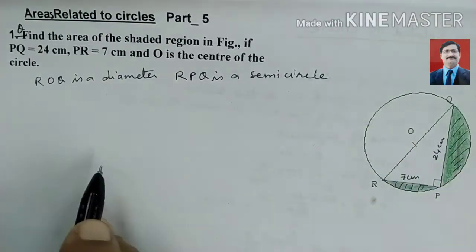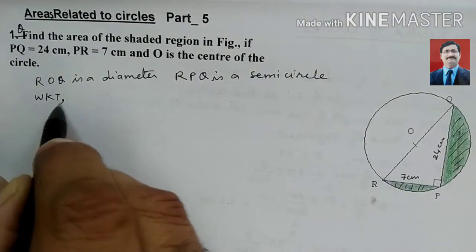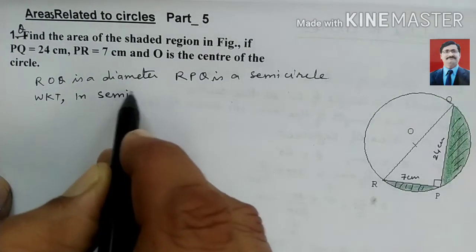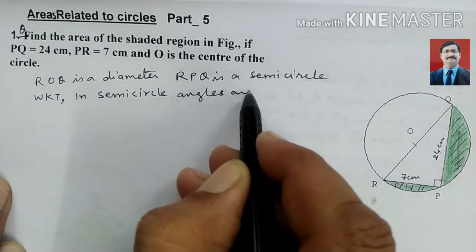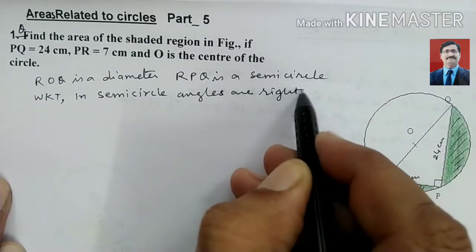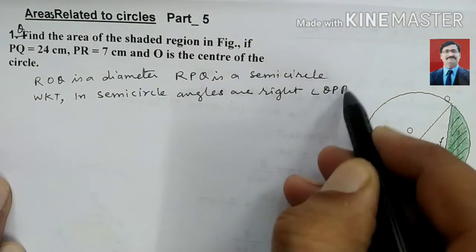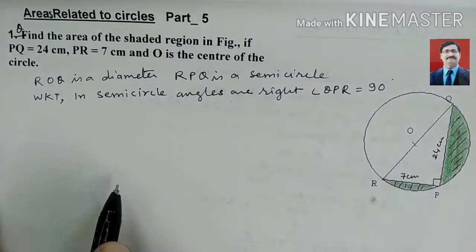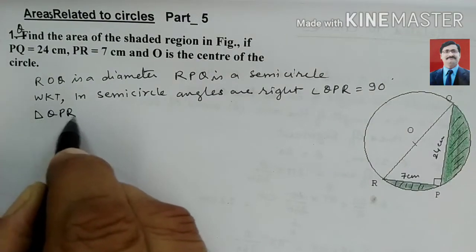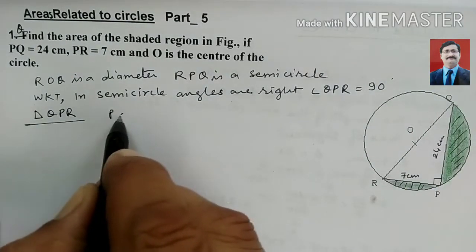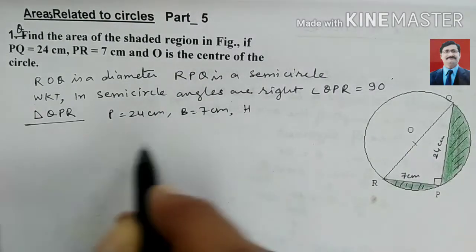First of all, we know that in a semicircle, angles are right, so we can say angle QPR equals 90 degrees. Now this is a right triangle, so we can take right triangle QPR. Here perpendicular is 24 centimeter, base equals 7 centimeter, and hypotenuse we have to find.